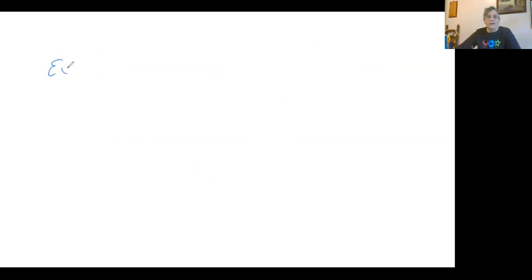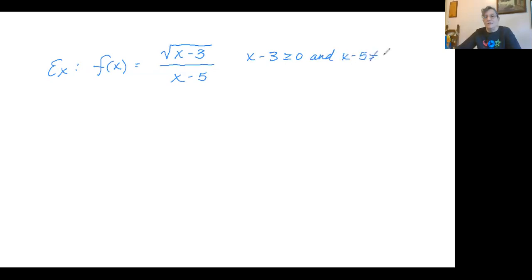What if we had both a radical and a fraction to deal with? What if we said f of x is the square root of x minus 3 divided by x minus 5? Now we've got both situations. So x minus 3 has to be greater than or equal to 0, and x minus 5 cannot equal 0.